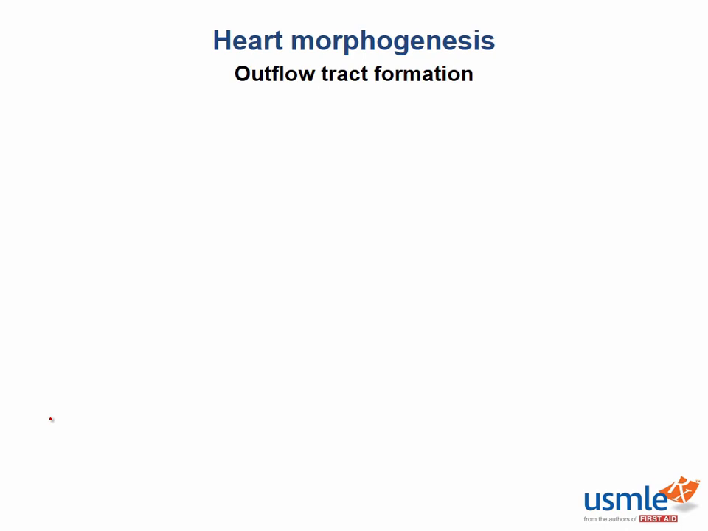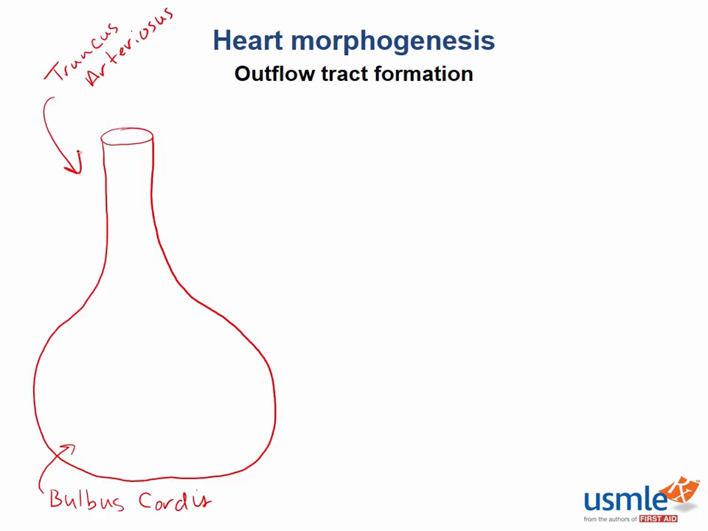Alright, next up we're going to talk about outflow tract formation. To do this, I'll be using the following diagram. As our muscular intraventricular septum grows, it eventually fuses with the aorticopulmonary septum. So where exactly did this aorticopulmonary septum come from? Well, that's what we're going to be talking about here, and here's a diagram of the developing heart. This lower region is the bulbus cordis, and up top, you'll see the truncus arteriosus.